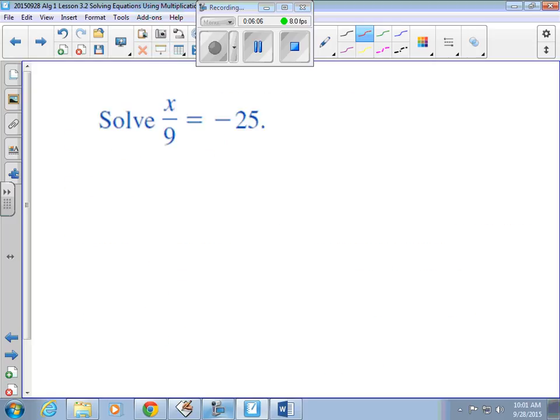On the back, this one. X over 9 is equal to negative 25. Take 20 seconds.